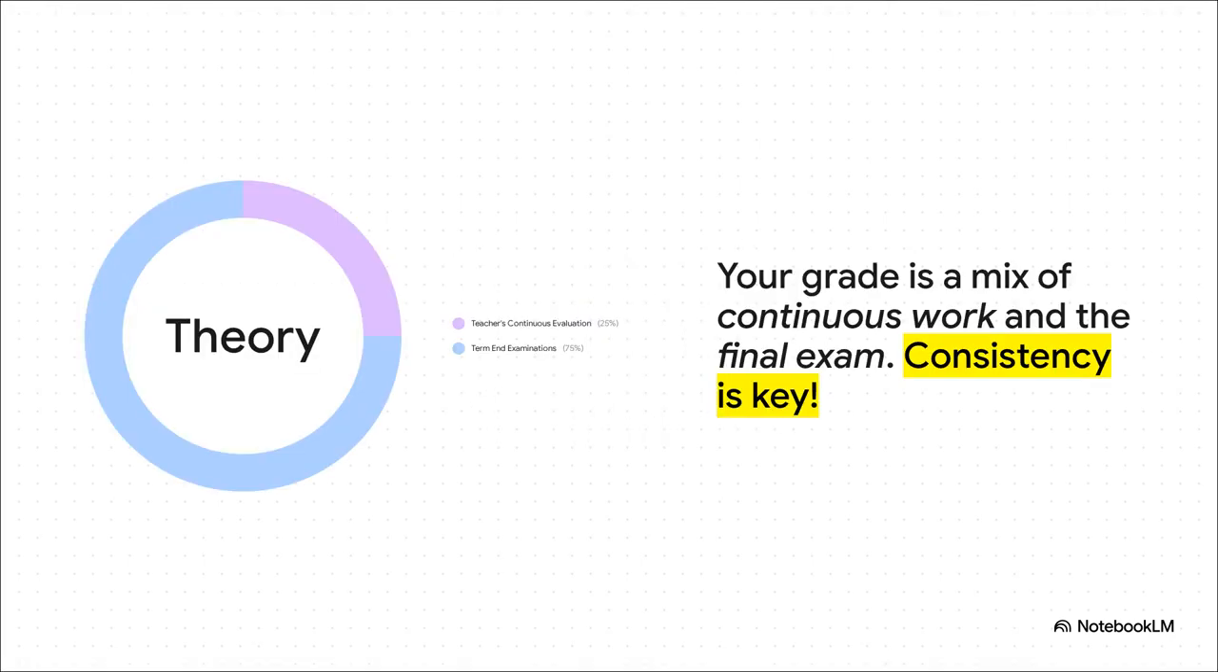Okay, so the big question, how does all this get graded? Let's talk about how you're assessed. First up, your theory courses. So for theory, a quarter of your grade, 25%, comes from your continuous work throughout the semester. That means showing up and doing the work consistently really matters. The other 75%, the big chunk, is all on that final exam, where you bring everything you've learned together.